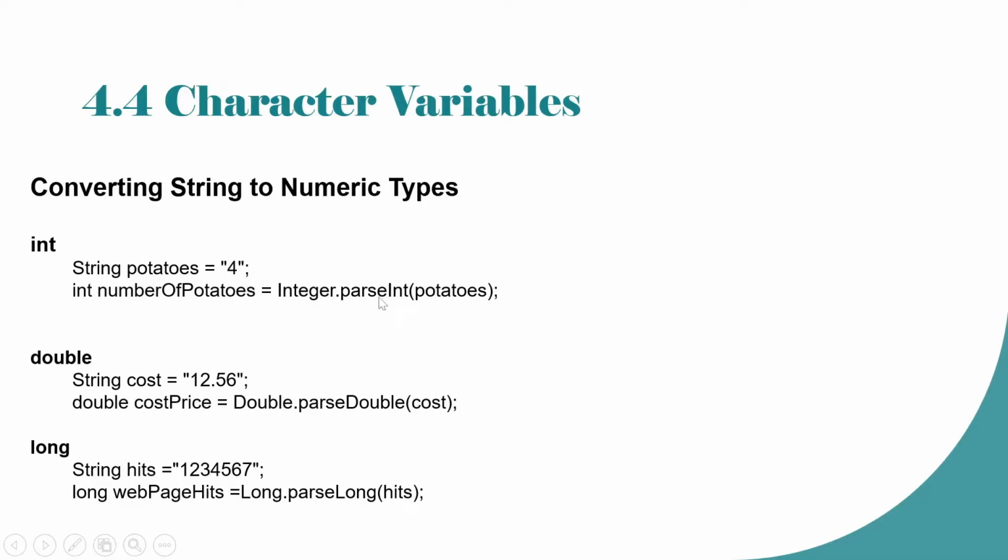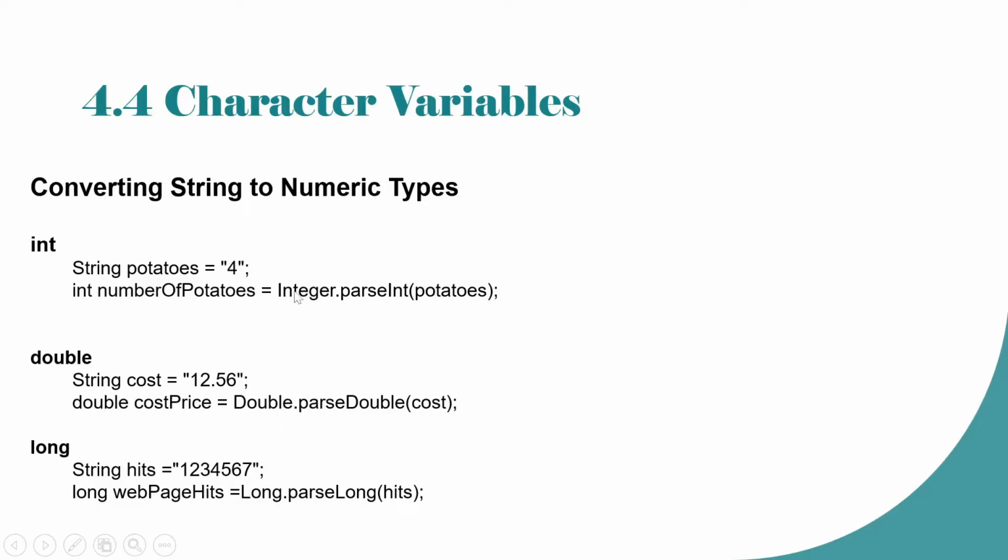And when I use the parseInt method of the Integer wrapper class, it will turn that into an int. So here I can declare a variable int numberOfPotatoes, and I'm able to convert potatoes, that's a string, into numberOfPotatoes, that's an int. And likewise, Java also gives us the Double wrapper class, whose parse method will return a double.